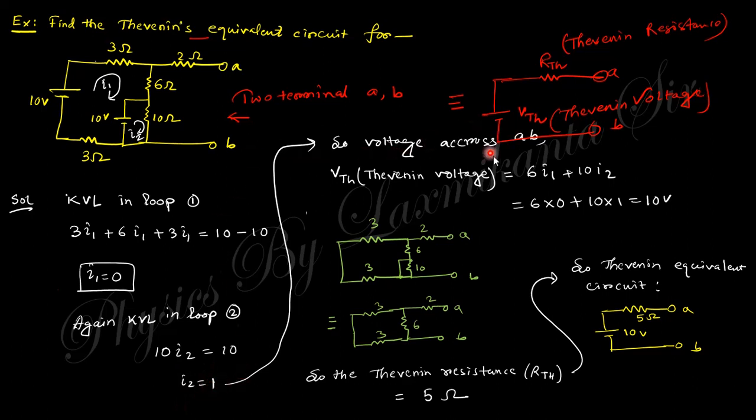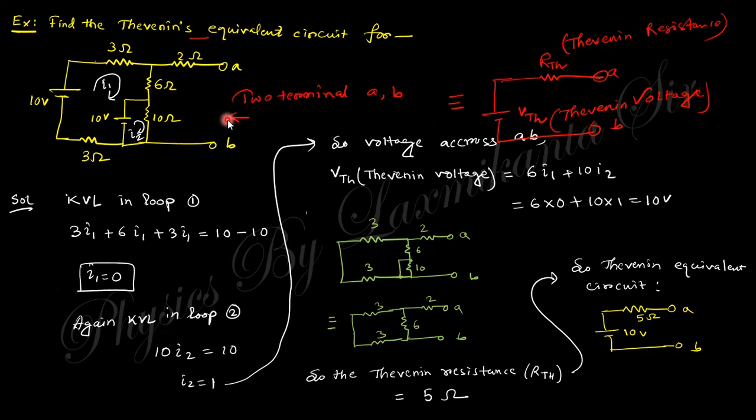So the voltage across AB will be like that. VTH is nothing but the voltage along that path, so 6 I1 plus 10 I2. I1 is 0, I2 is 1, so this is 10 volts. So across this, the VTH will be 10.